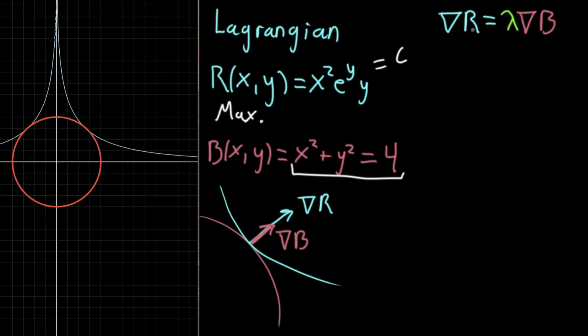So the gradient of the revenue is proportional to the gradient of the budget. And we did a couple examples of solving this kind of thing. This gives you two separate equations from the two partial derivatives, and then you use this budget constraint as your third equation.